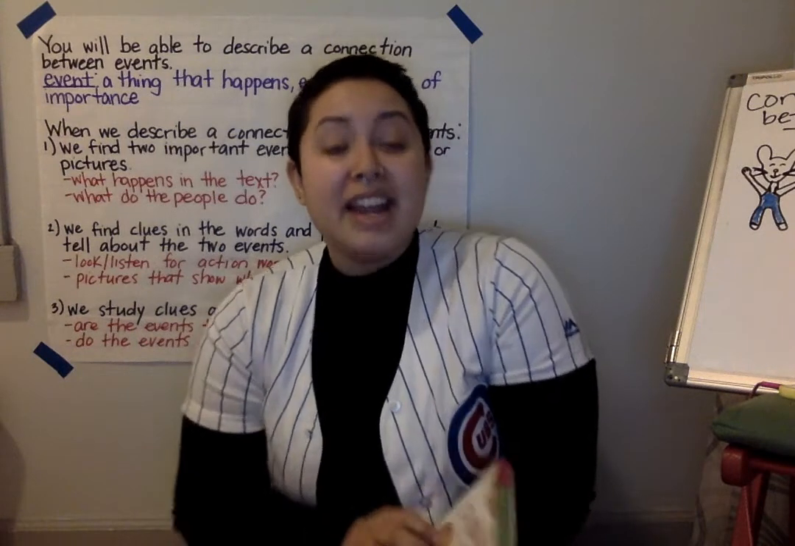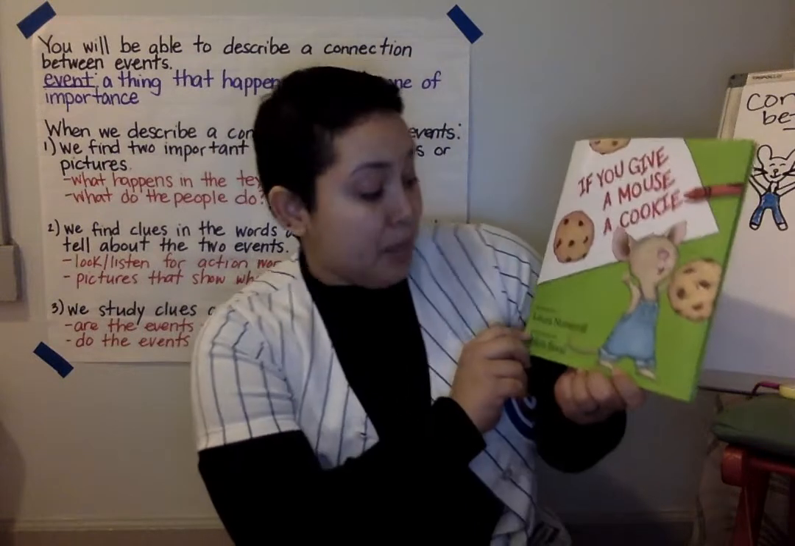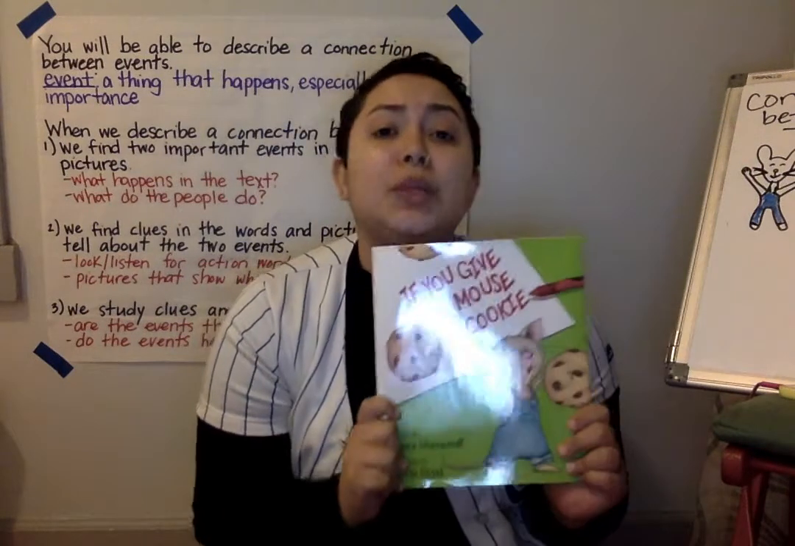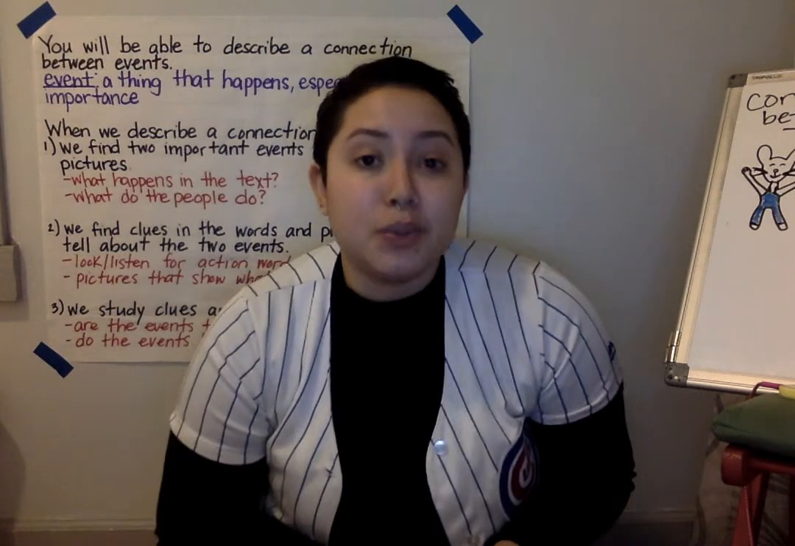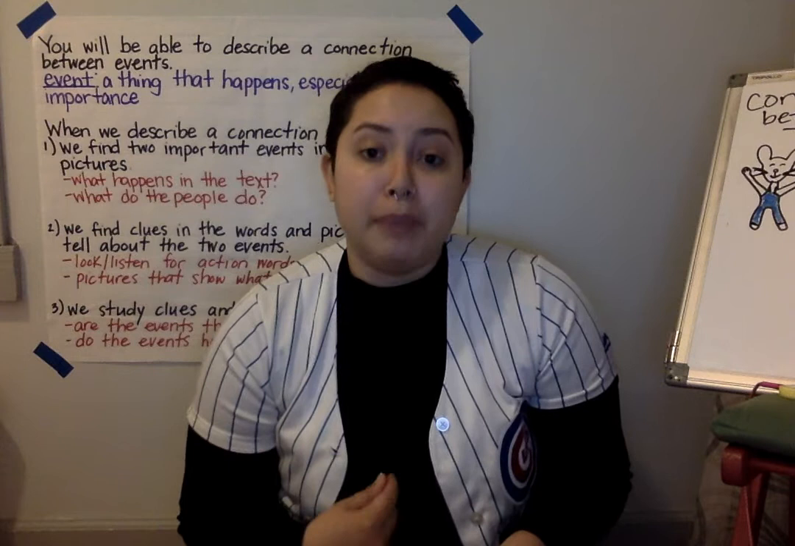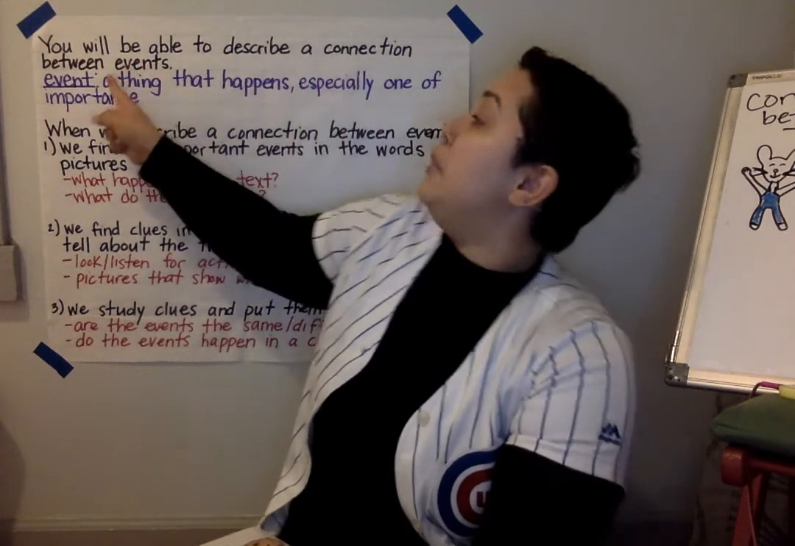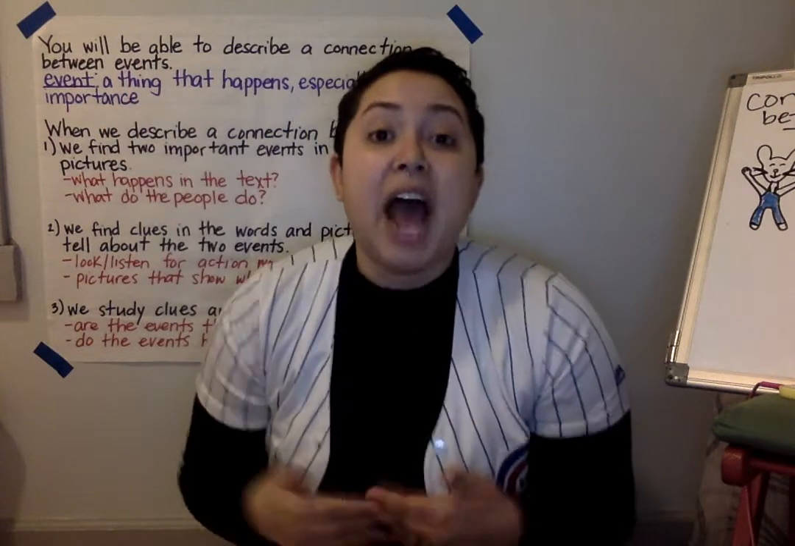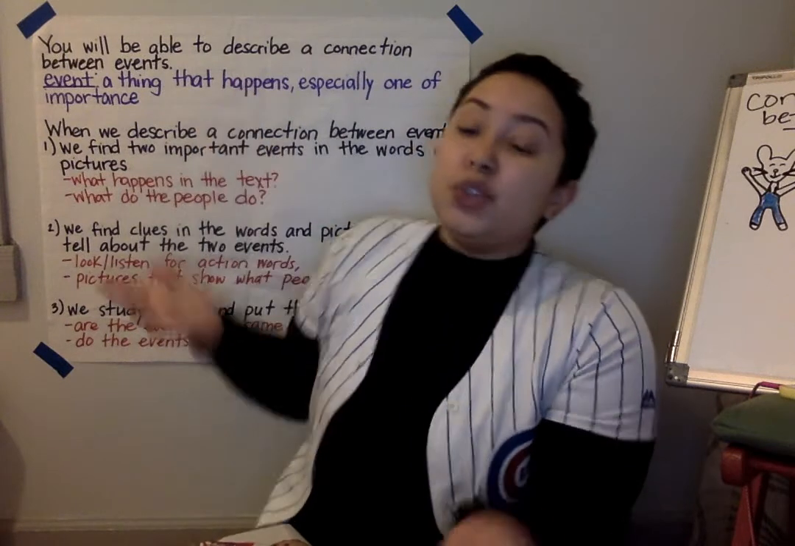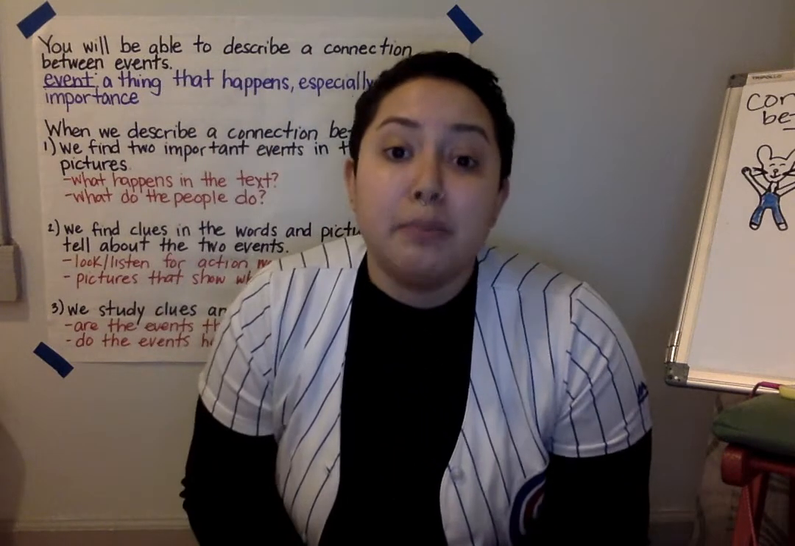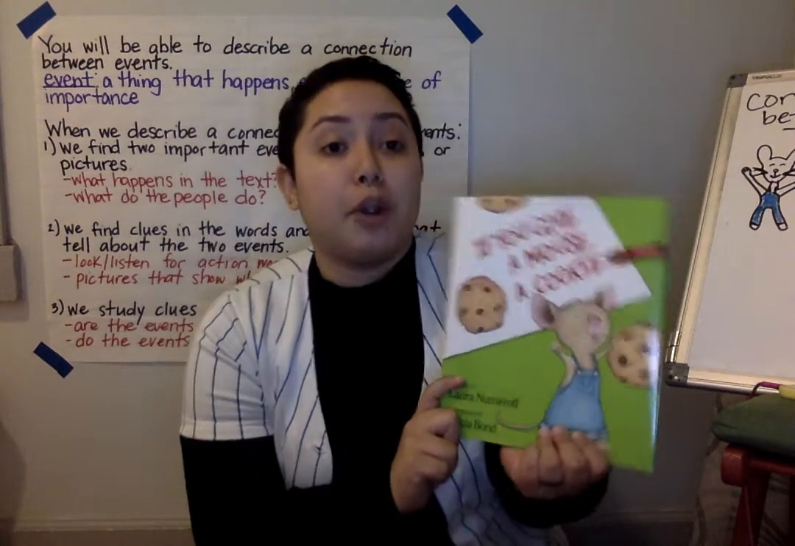I love that. Now, for today's lesson, we're going to get back to If You Give a Mouse a Cookie by Laura Numeroff. I absolutely love this book. For today's lesson, you don't need anything except some pencil and paper if you want to draw along with me. You will be able to describe a connection between events. A connection is how things are related, and an event is a thing that happens, and usually something that happens is very important. Today, we're going to start by reading closely a few of our pages.